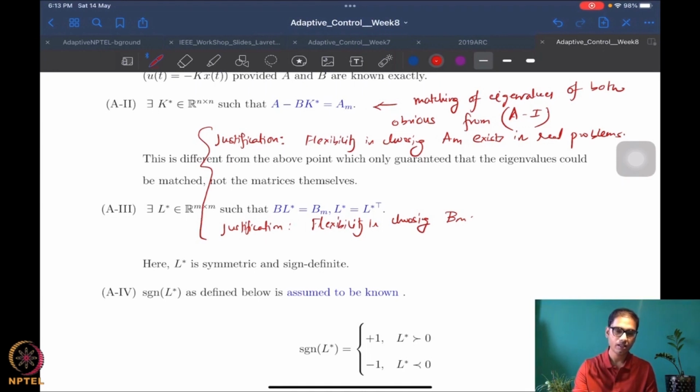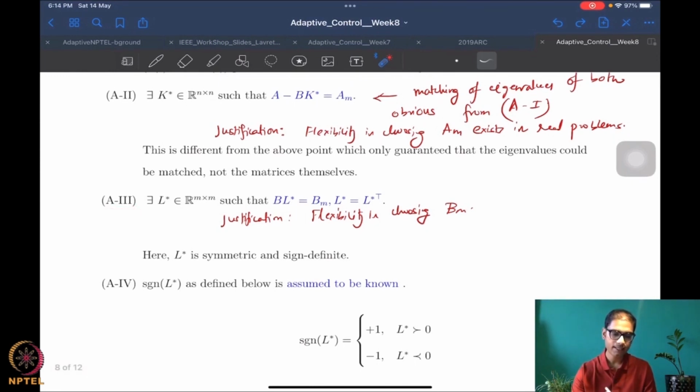In fact, without this, solving model reference adaptive control problems is impossible. Okay, not known without these assumptions. So this is what the restrictions of the solution that we can provide are. Okay, so another part of assumption 3 is also that L star has to be symmetric and sign definite. Okay, so another part of the assumption is that L star is to be symmetric and sign definite.